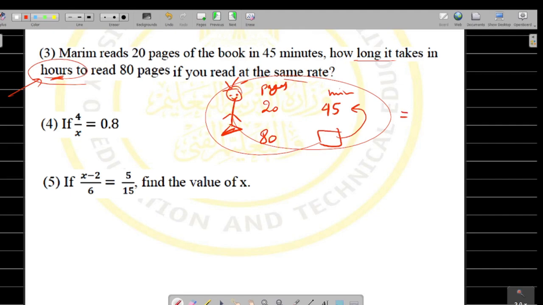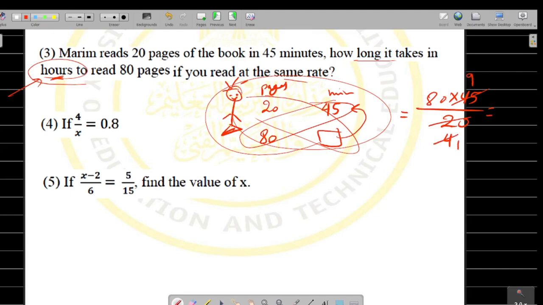Now let's see how many extremes equal means. The product of extremes equals the product of means. So 80 times 45 divided by 20. Divide by 5 equal 4, divide by 5 equal 9, divide by 4 equal 1, divide by 4 it will be 20. Now 20 times 9, it will be 180 minutes.